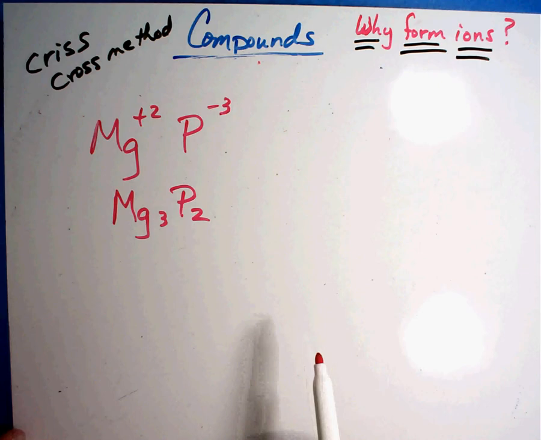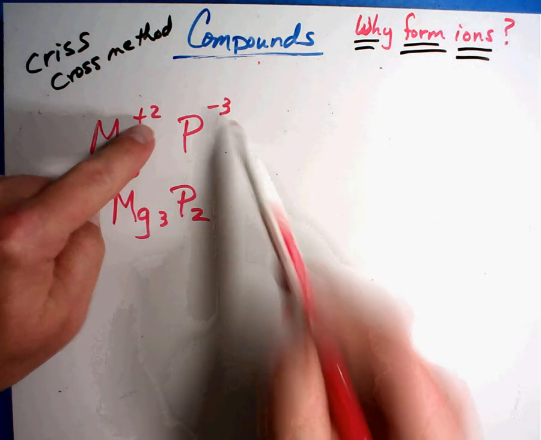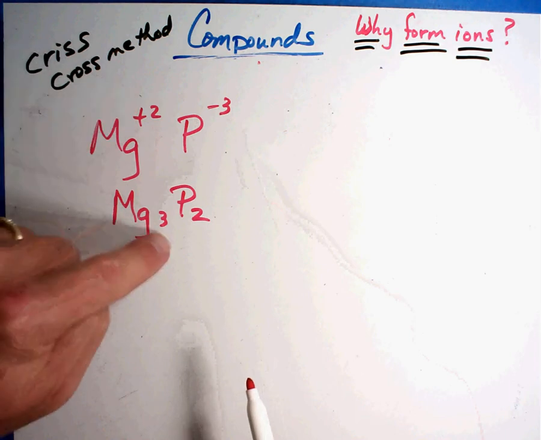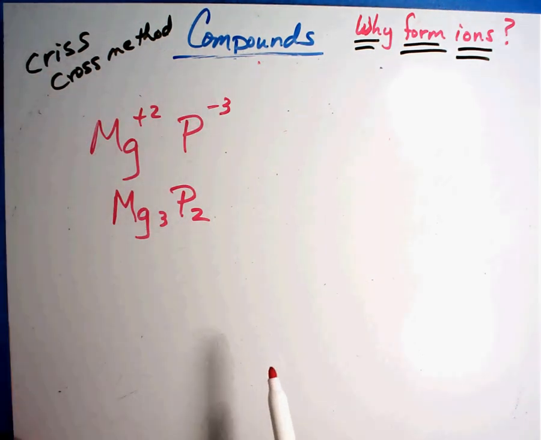Now why does that make sense? If you're a math person, here's why. What numbers do 2 and 3 go into? 6. How many 2's give you 6? 3. How many 3's give you 6? 2. The crisscross method is just a faster way of doing it.